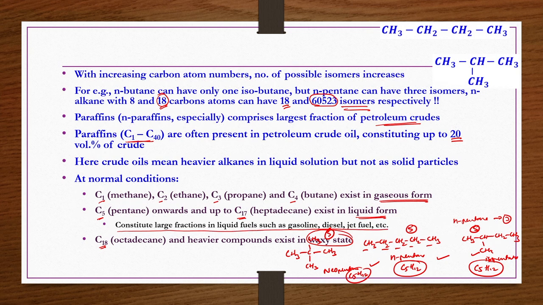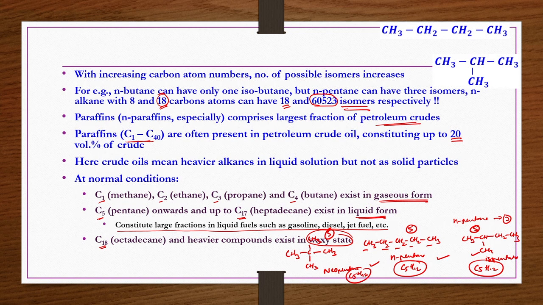Let us say you wanted to produce diesel or petrol alternatively by using biomass etc. as a renewable source. Then you have to make sure that the oil you are getting is primarily having C5 to C17 saturated alkanes, not the unsaturated ones. In fact, unsaturated alkenes like ethylene, propylene, etc. are almost negligible in petroleum crude.